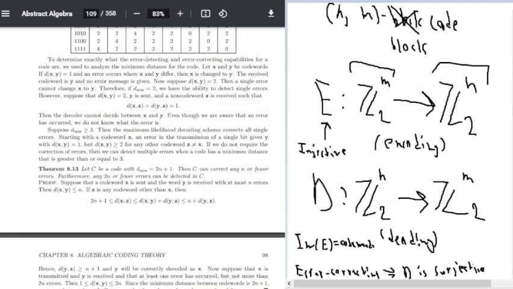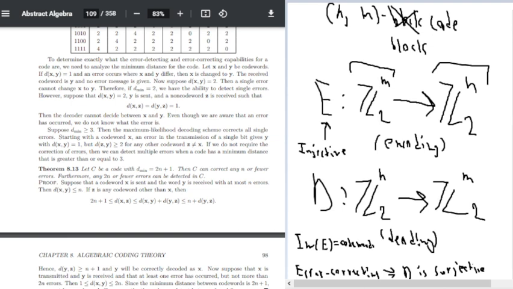Suppose d minimum is greater than or equal to 3. Then the maximum likelihood decoding scheme corrects all single errors. Starting with a code word x, an error in the transmission of a single bit gives y with d(x, y) equals 1, but d(z, y) is greater than or equal to 2 for any other code word z not equal to x. If we do not require the correction of errors, we can then detect multiple errors when a code has a minimum distance that is greater than or equal to 3.